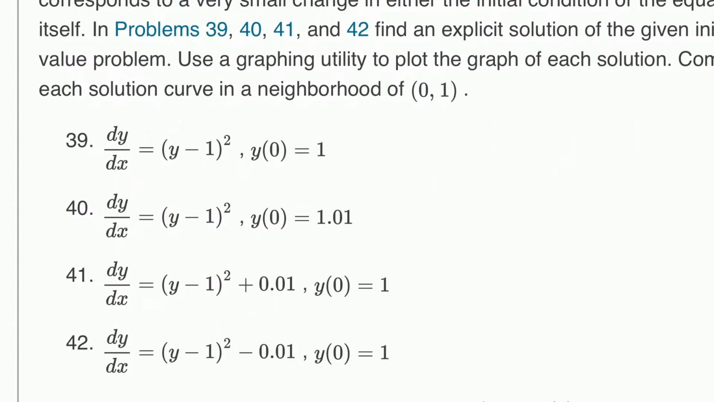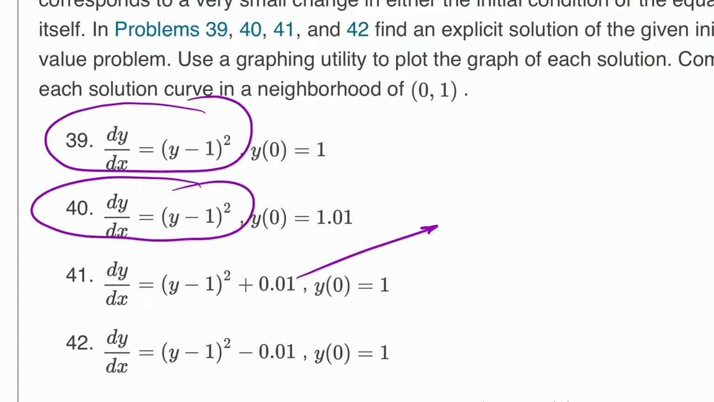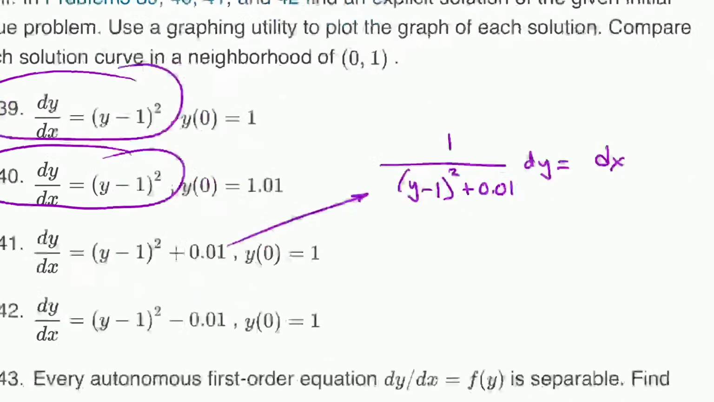So let's see how we're going to solve this one. I just assumed looking at it that it would be fine because these two are fine, right? Those aren't a problem because you can just do the integral. Let me see if I can do this for you. So this is going to be 1 over (y minus 1) quantity squared plus 0.01 dy is equal to dx.